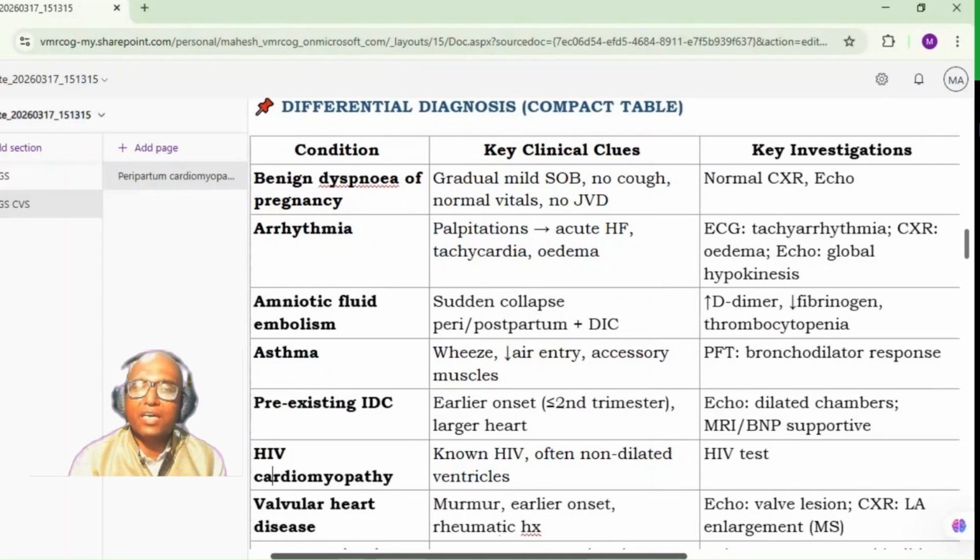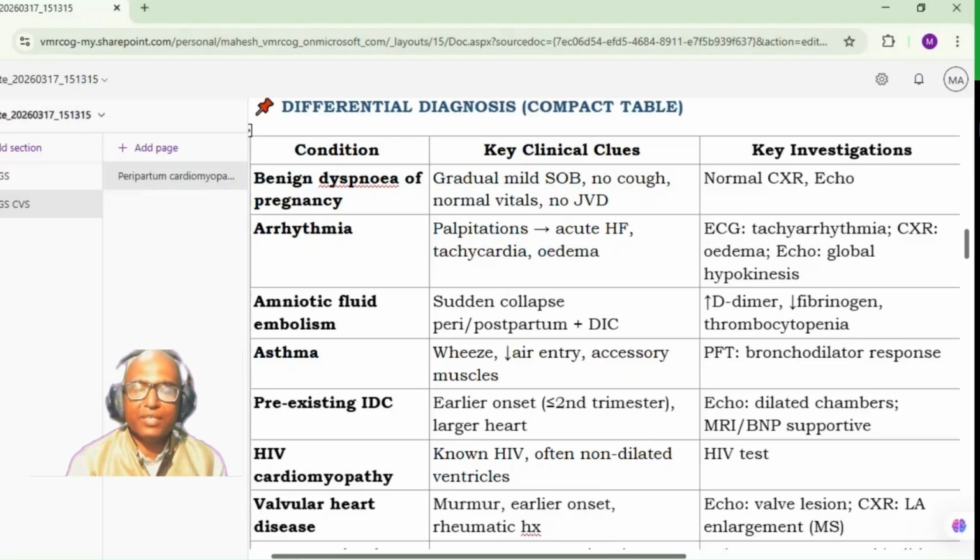Then next is amniotic fluid embolism. There will be sudden collapse, peripartum or postpartum presentation. There may be associated DIC, increased D-dimer levels, decreased fibrinogen, and thrombocytopenia. There can be asthma, which will present with wheezes, decreased air entry, and accessory muscles of respiration will be working. Then pulmonary function test, and the patient will respond to the bronchodilator.